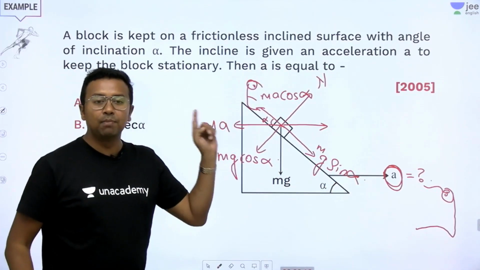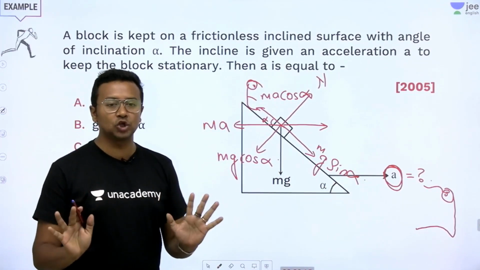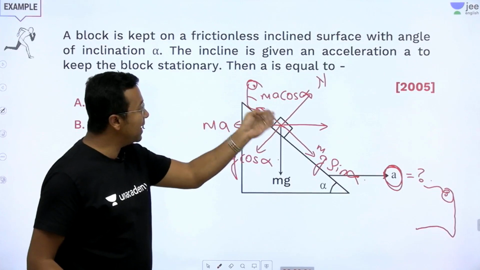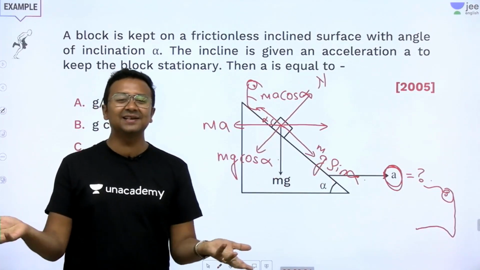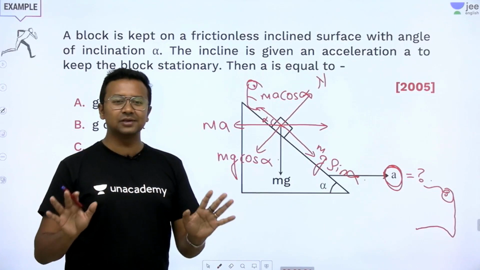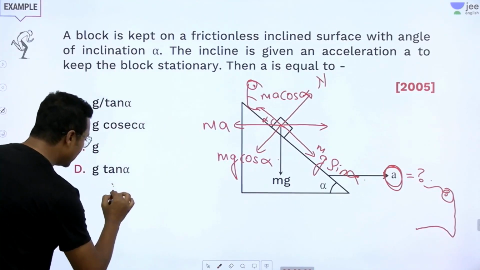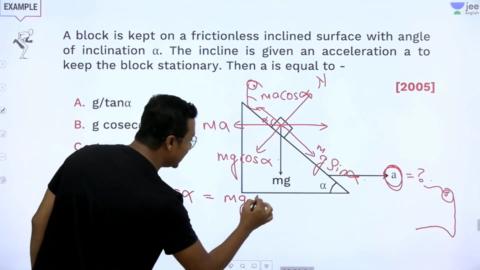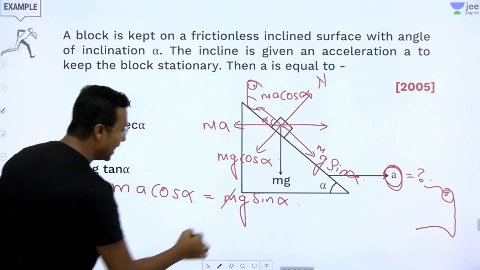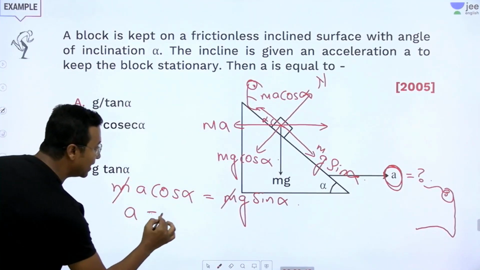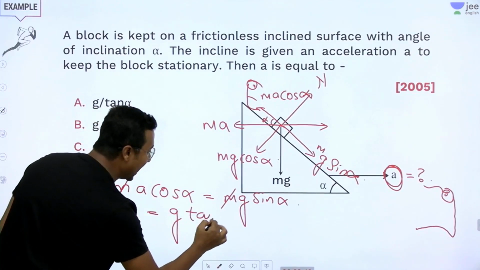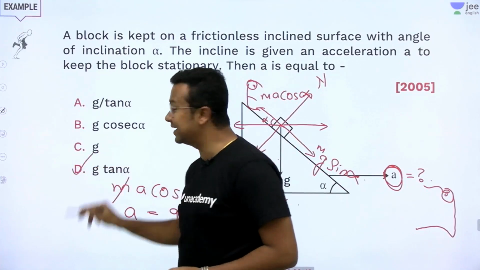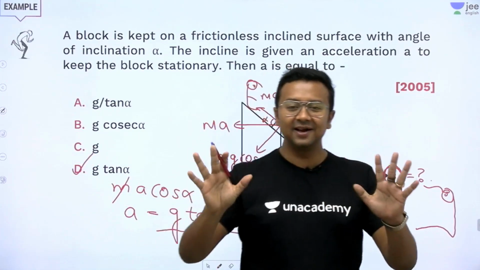Now, if the block has to be at rest, what is the logic? The net force in this direction should be equal to 0. That means ma cos alpha should be equal to mg sin alpha. Simple, problem solved. Even the traditional method is not very, very complicated. So ma cos alpha equals mg sin alpha. m and m will cancel. So a will become equal to g tan alpha. All right. So option D you can see here is the correct answer. Fine, students, learned about it.